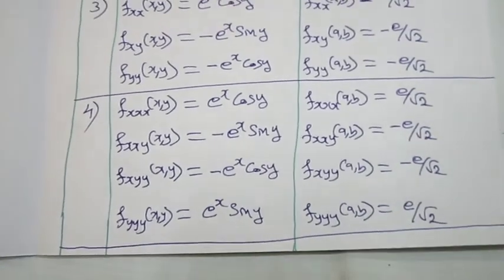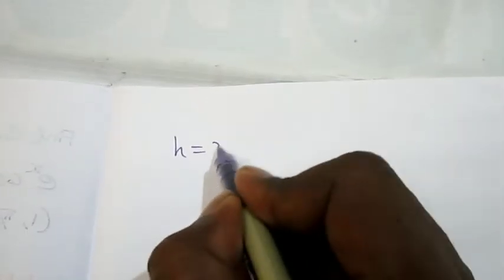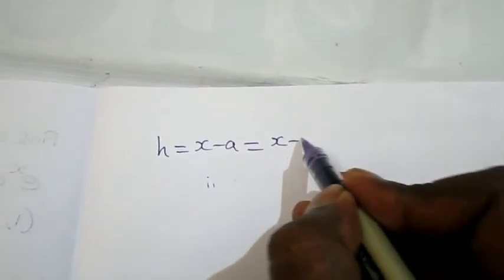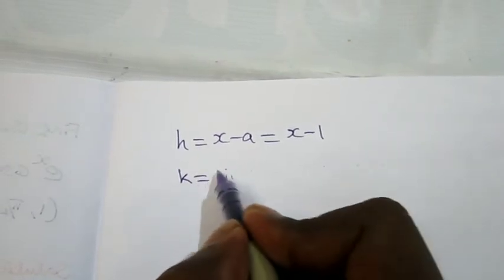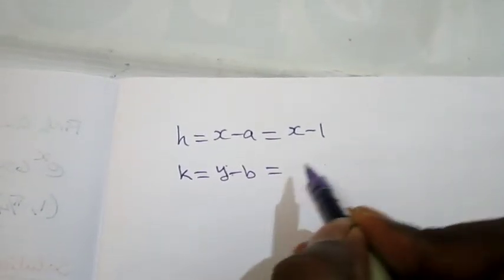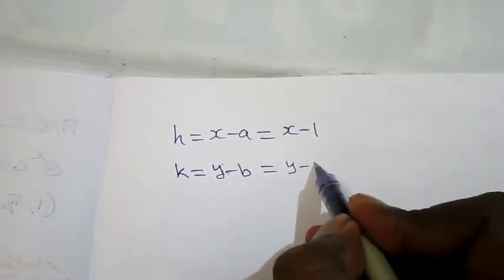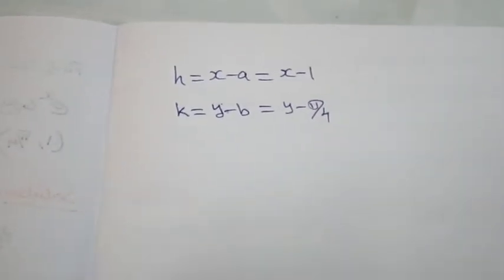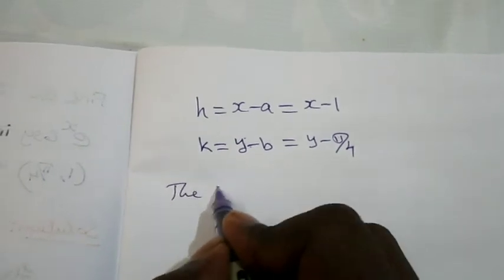Then you substitute in the formula, and we get the answer. So now I am going to substitute in the formula. Before that, h is equal to x minus a, but a is 1, it is given, so x minus 1. K is equal to y minus b, b is pi by 4, so y minus pi by 4. So now I am going to substitute in the Taylor series formula.